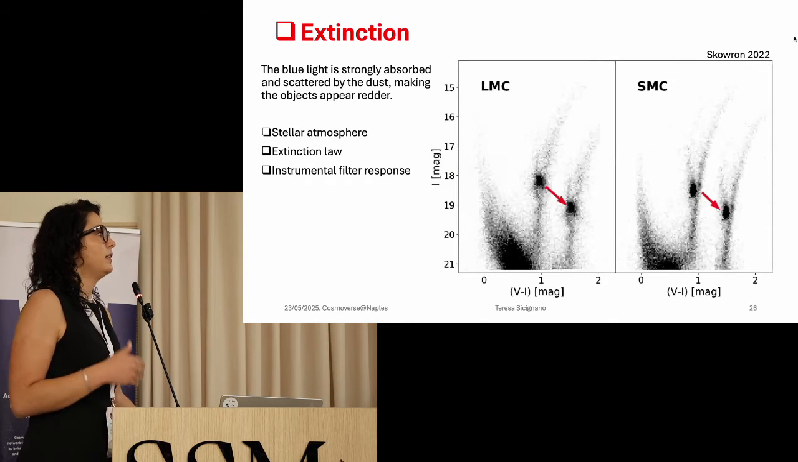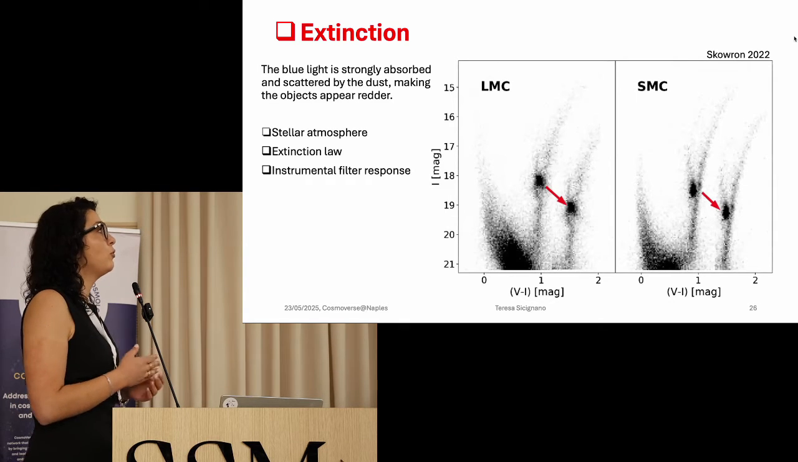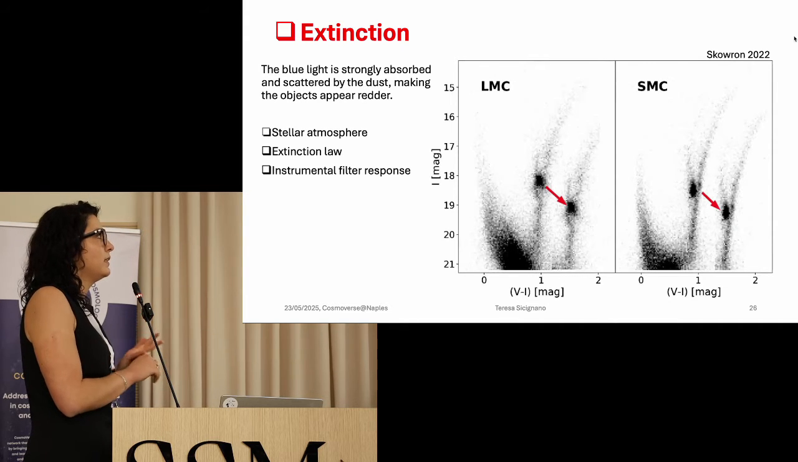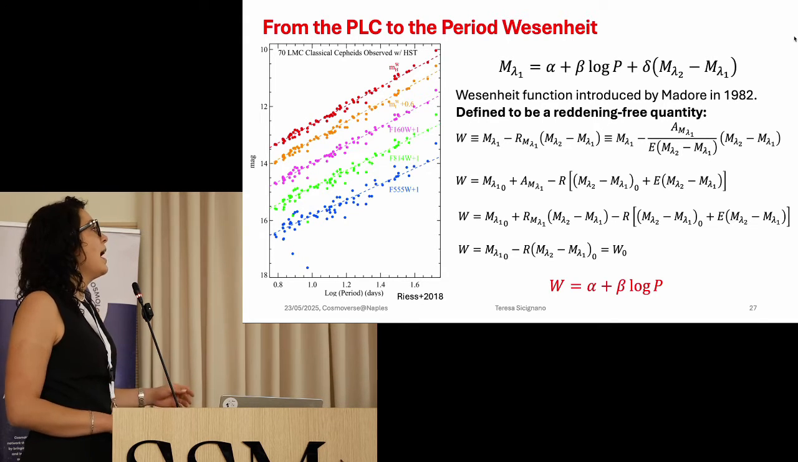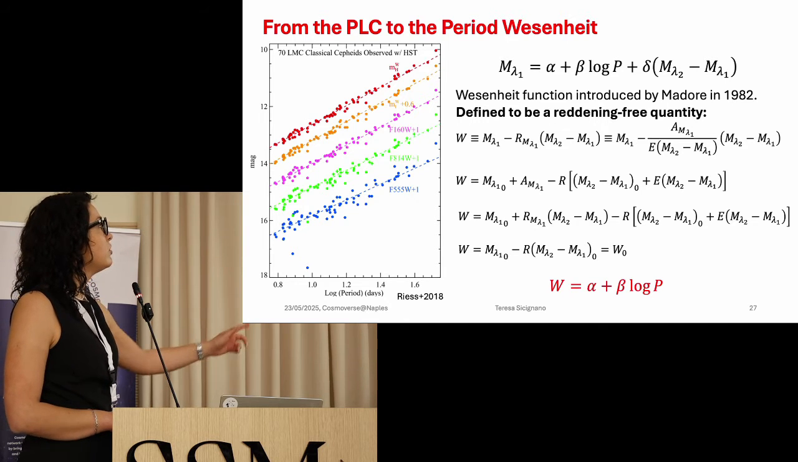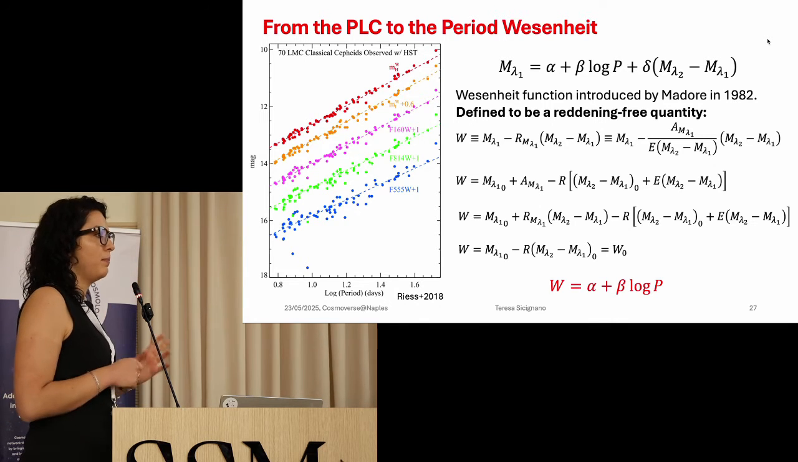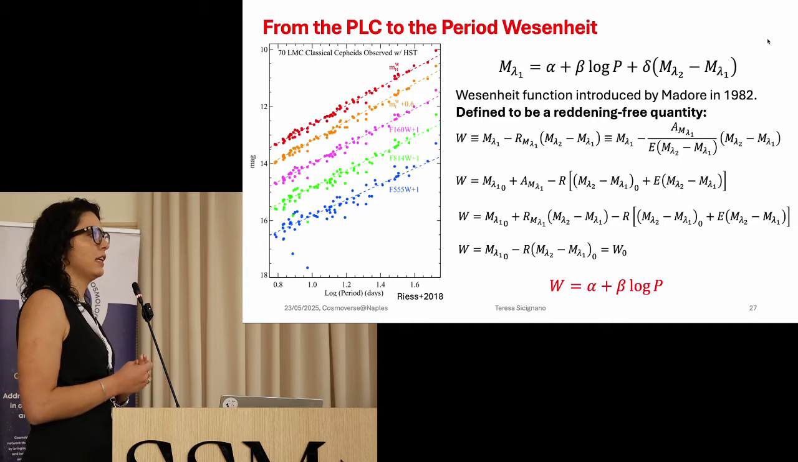We should also know that when we receive light from a Cepheid, this light is extinguished, and if we want to take this into account, we should know stellar atmospheres, the extinction law, and the instrumental filter response. For this reason, nowadays, we are using in the extragalactic distance scale the so-called Period Wesenheit function, because, as we can see here in this plot by Vista and T, the period Wesenheit is the red one on top, and we can see that the intrinsic scatter is 5%. This means that this is a good combination to reduce the intrinsic scatter, and we only need to know an extinction law.